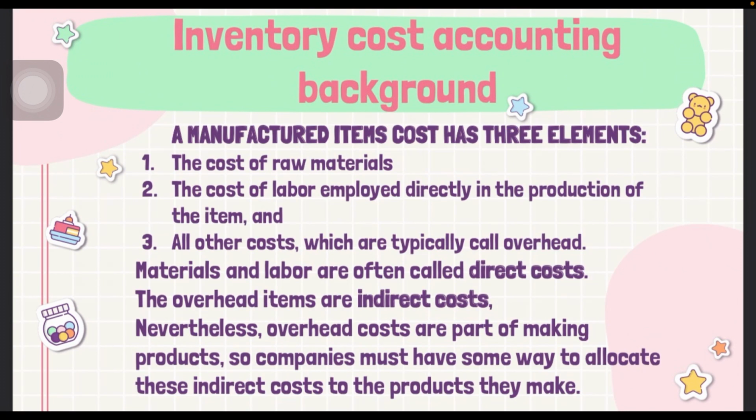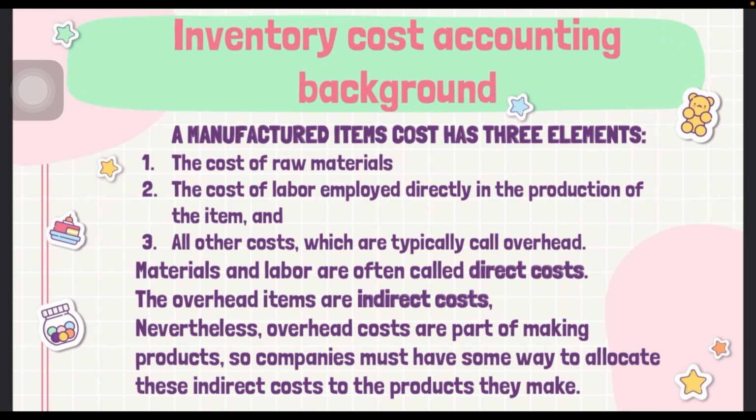A common method is to use the total machine hours on the assumption that overhead is incurred to run the machines that make the products. With this approach, overhead costs for a certain time period are added up, then divided by the total machine hours for that time period to get the overhead per machine hour rate. Itong value na to, ginagamit siya para ma-allocate yung overhead cost to products.